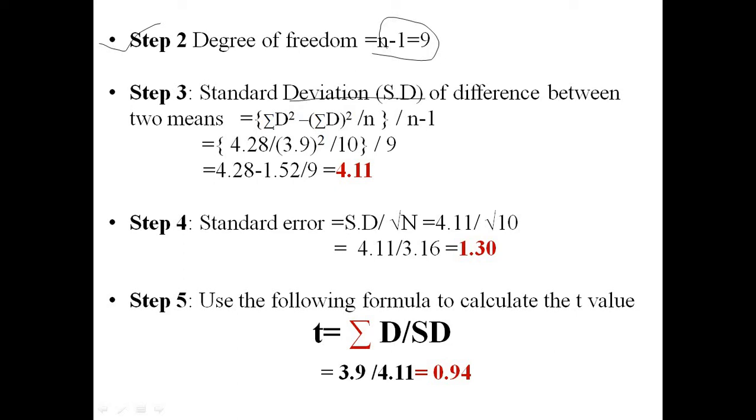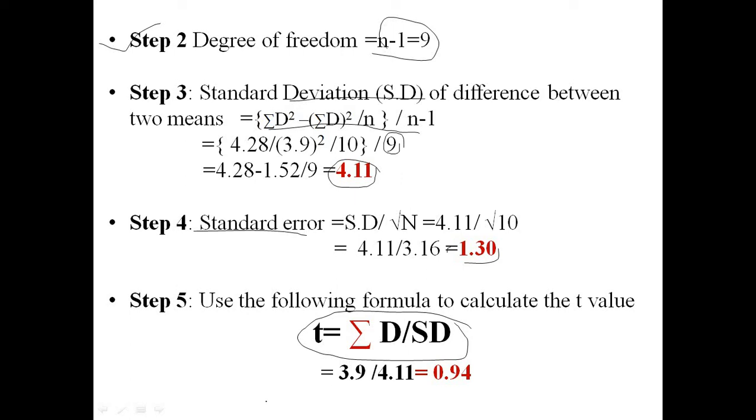But here for paired data, the formula varies. By summation D square and summation D square bracket square divided by n minus 1, you will get this value 4.11. From this you will get the standard error, that is standard deviation divided by square root of n. So this value is 1.30. Just put this value in the formula. This is different from the unpaired data: summation of D divided by standard deviation.